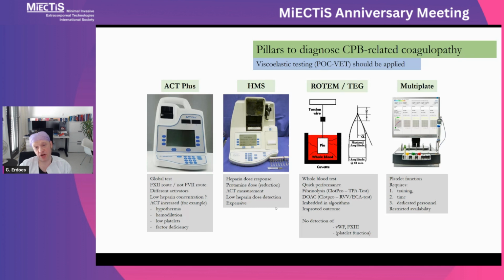And of course, we have ROTEM and TEG, which are blood tests and have a quick performance. With these tests, you can diagnose almost every problem in your coagulation cascade. If you would like to especially diagnose platelet function or dysfunction, we have the possibility to use the Multiplate device, which however requires training and time and dedicated personnel, and it is not available in every OR.